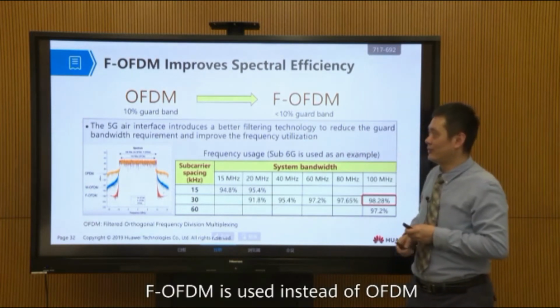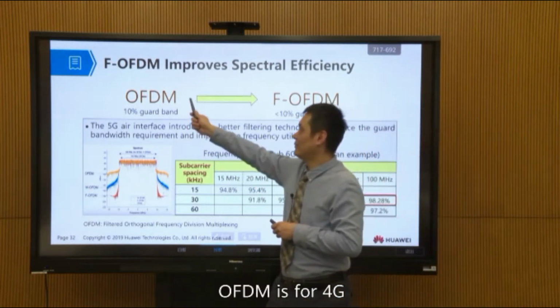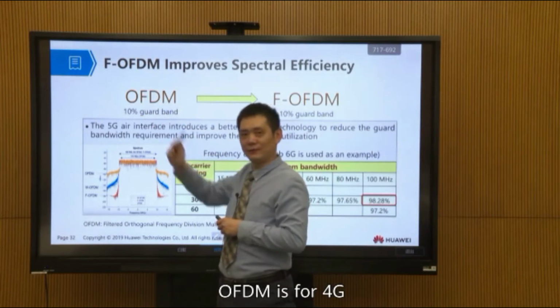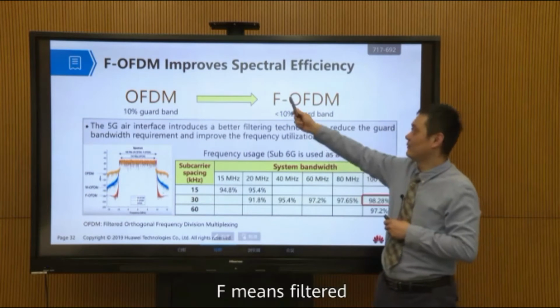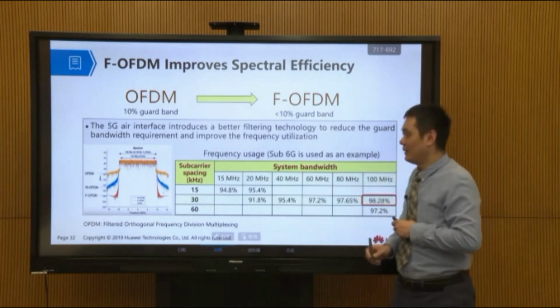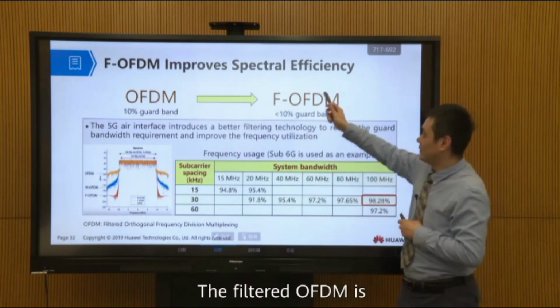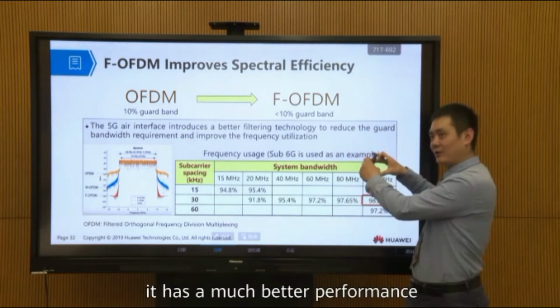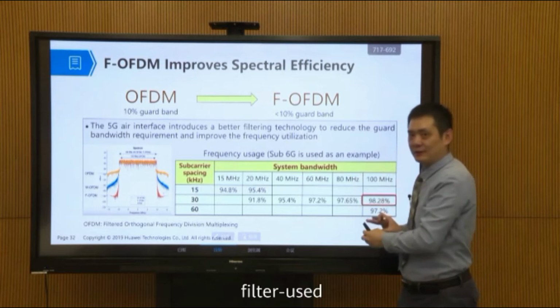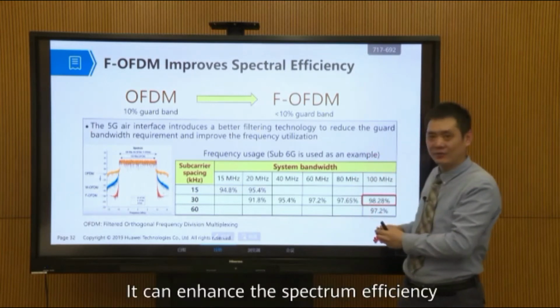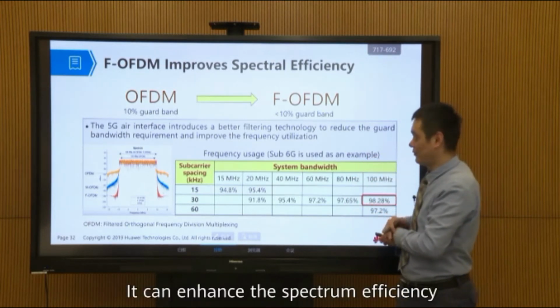F-OFDM is used instead of OFDM. OFDM is for 4G, and for 5G you have F-OFDM. F means filtered. The filtered OFDM has much better performance with the filter used. It can enhance the spectrum efficiency.